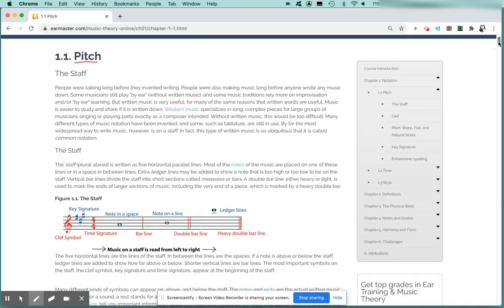People were talking a long time before they started writing stuff down, and then people were making music a long time before they started writing stuff down. So why do we need to write down music? Same reason we write down languages, to preserve ideas and to communicate ideas and to share ideas.